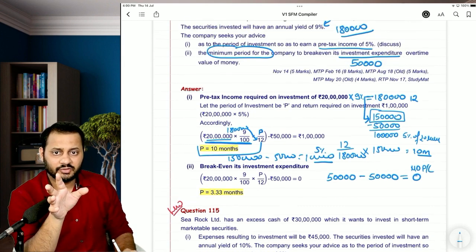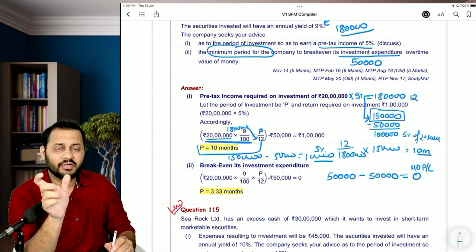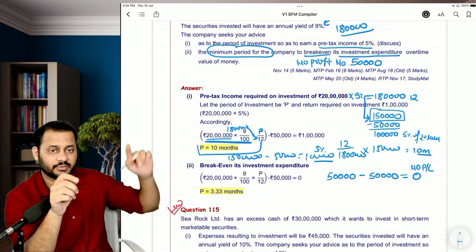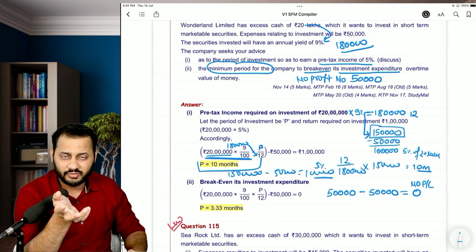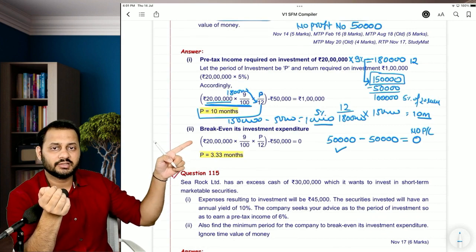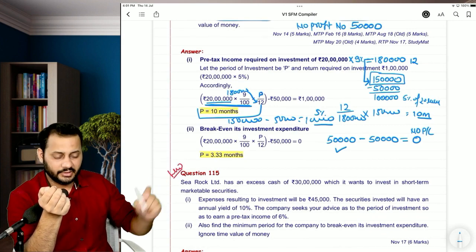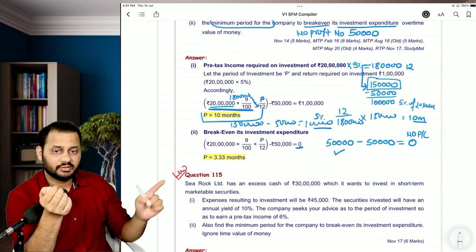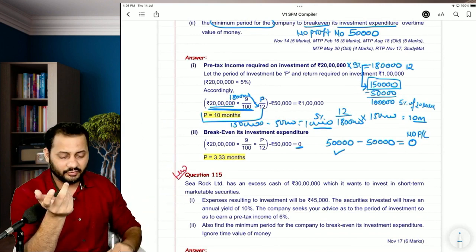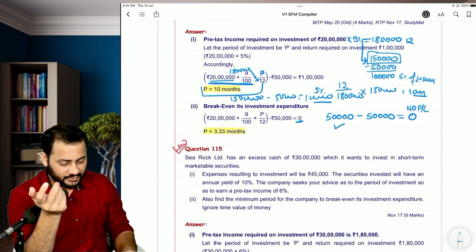Right? That is what the question is asking. Break even means no profit, no loss situation. And when will it be achieved? When our expenditure of 50,000 is recovered from the interest. So we will have to earn 50,000 and then apply the same thing. Keep 0, that's it. And 3.33 months will be required for that. Instead of doing all this, what you can do is, see, it's very simple.